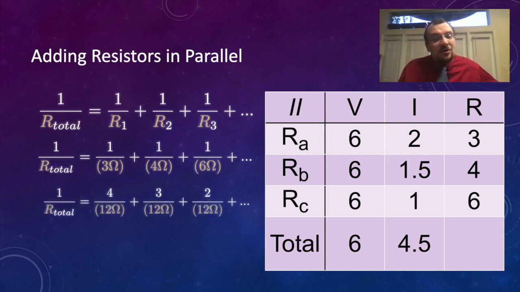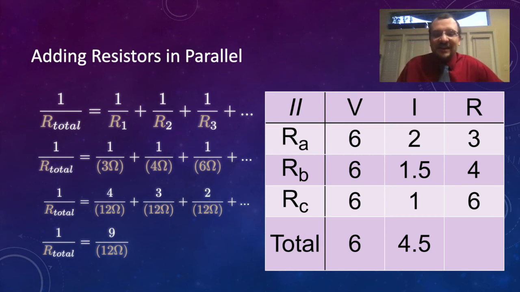Now what we have here is mixed fractions, so we can find our least common denominator. In this case, that's going to be 12. So 1 over our total resistance is 4/12 plus 3/12 plus 2/12, and all of that is going to equal 9/12. So 1 over our total resistance is going to equal 9/12 ohms.